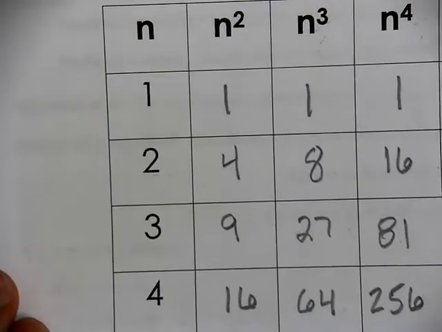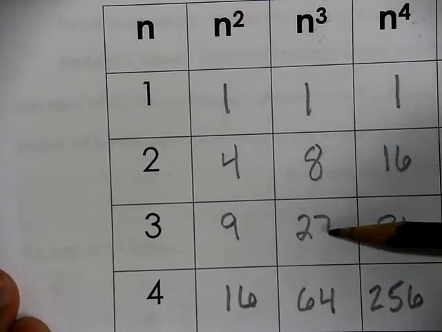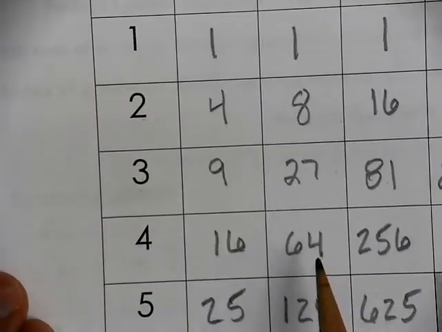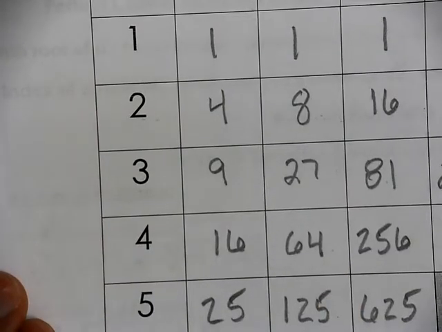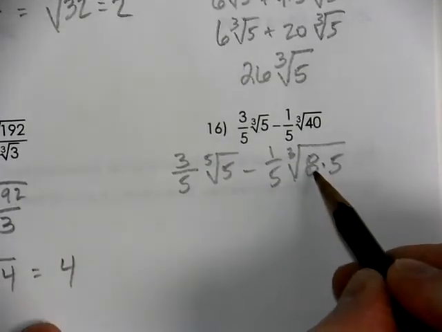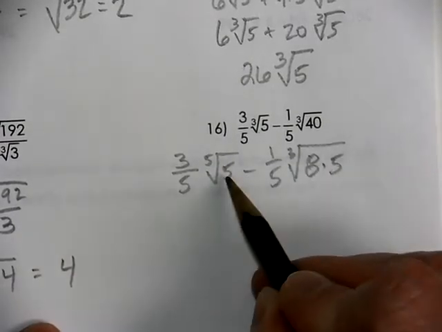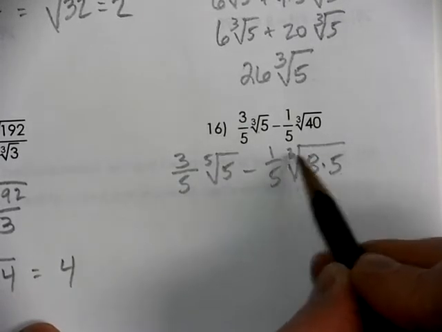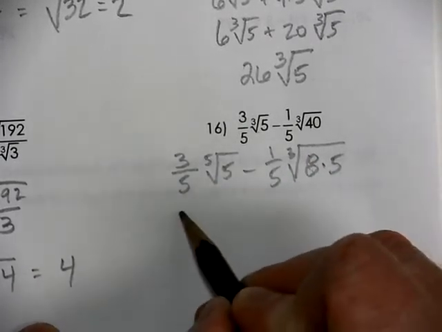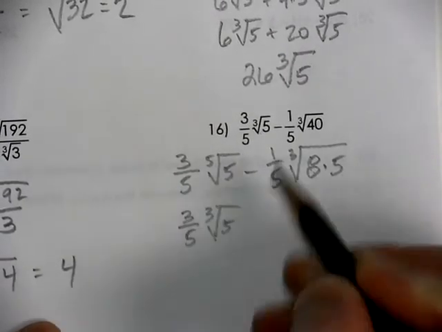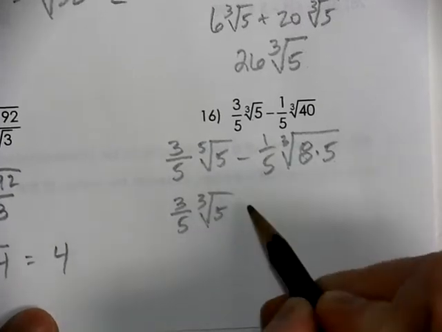We want to use numbers that are in the cube root column. 27 doesn't go into 40. Obviously 64 doesn't fit into 40. But 8 does. And we also notice that the 5s will be left over. So the cubed root of 8 is 2. So this is going to be the same.